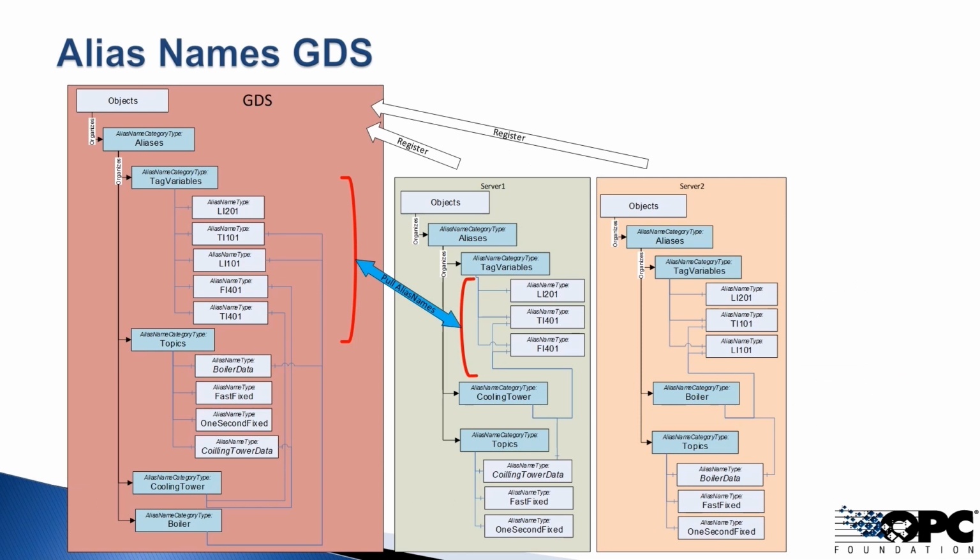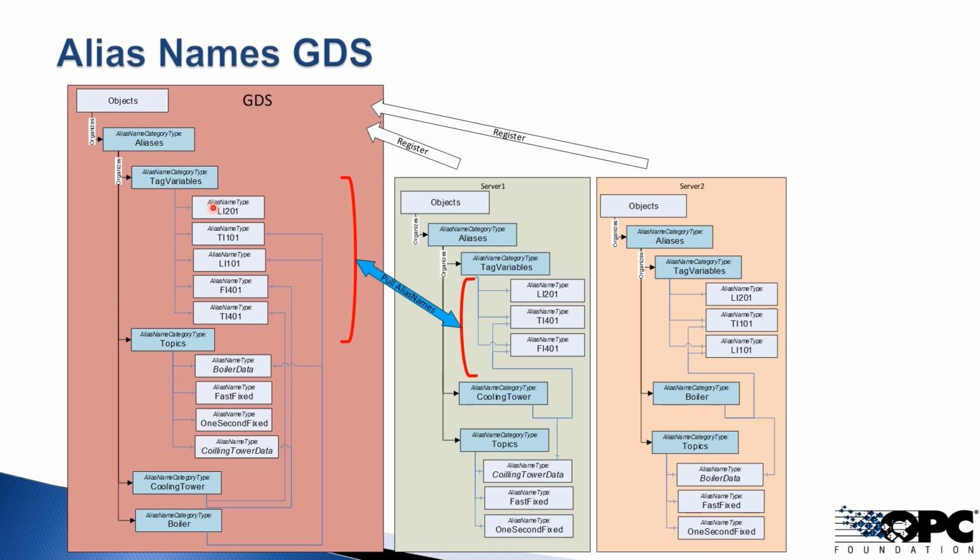So when the alias names feature is implemented centrally in a GDS, the registration of those alias names, the tag names and so forth, from the underlying system can be done in several ways. The simplest way is that an administrator could configure a tag name directly in the GDS and then provide the link to the server endpoint and the node ID associated with that tag. So it's sort of the manual way: I can configure the GDS to contain any tag name I need it to contain.